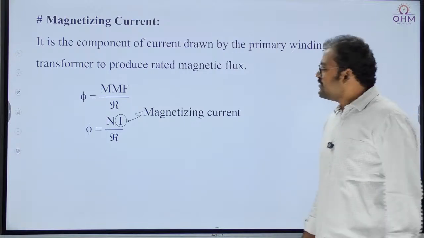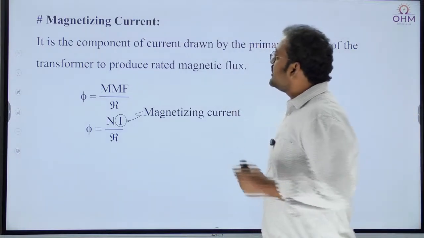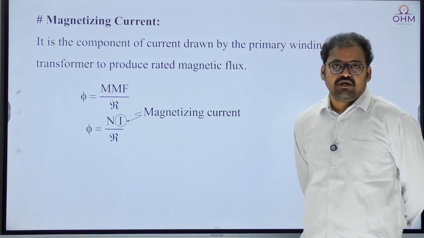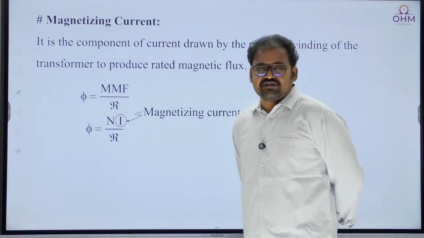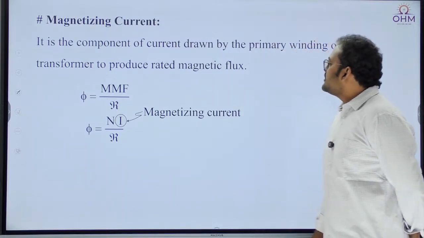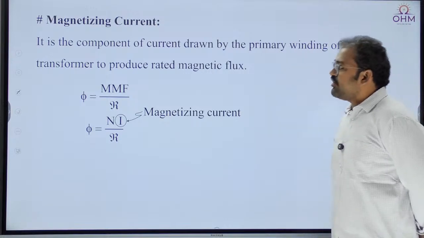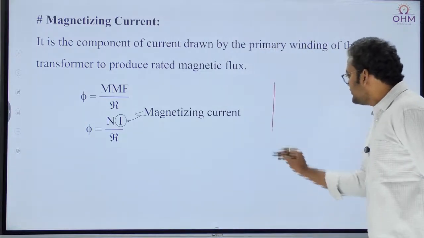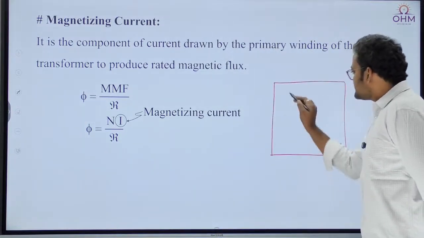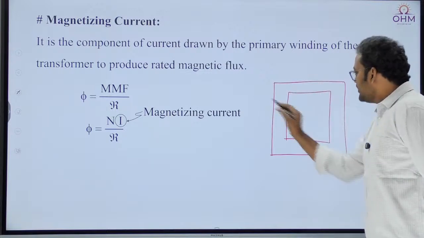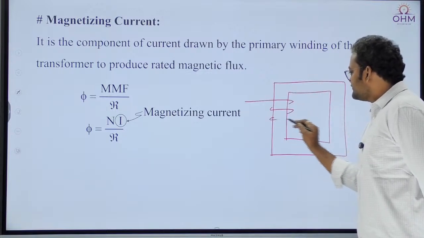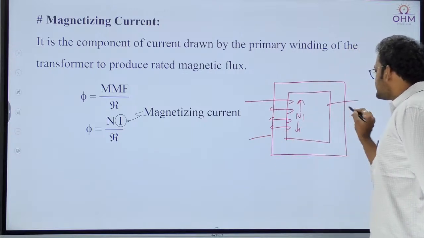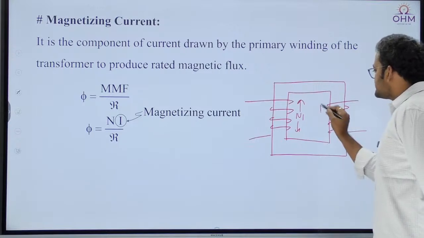All right, now let us come to an important current component in a transformer, magnetizing current. I already explained what is meant by magnetizing current. It is the component of current drawn by the primary winding of a transformer to produce magnetic flux. So you take a simple example. Consider we have a transformer like this. Okay, so here we have the primary winding, let's say with N1 turns, and here we have the secondary winding with N2 turns.